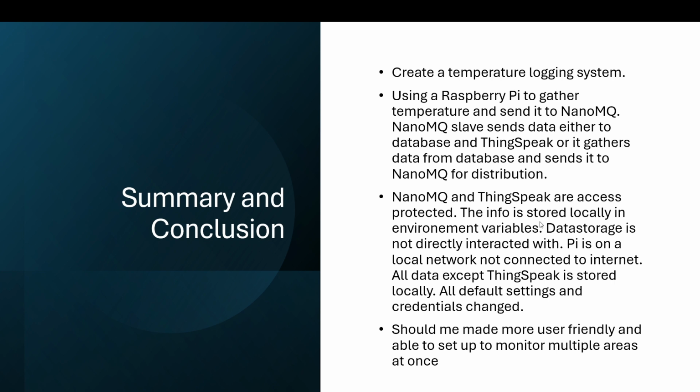The info is stored locally and in environment variables, the access info, that is. The data storage is done by a slave and an MQTT broker. The Pi is on a local network, so it's not connected to the internet, of course. All data except ThingSpeak is stored locally, so you can't easily get access to it outside of breaking into my computer. And other companies can't get access to it, of course. And the default credentials and settings have been changed.